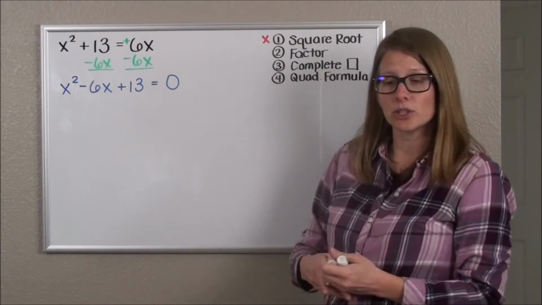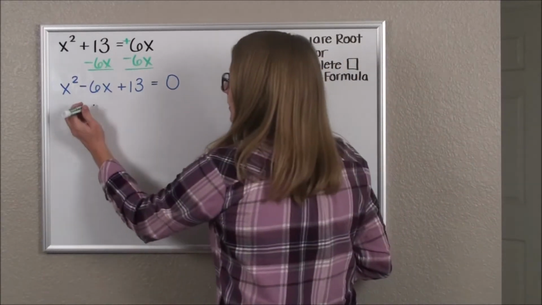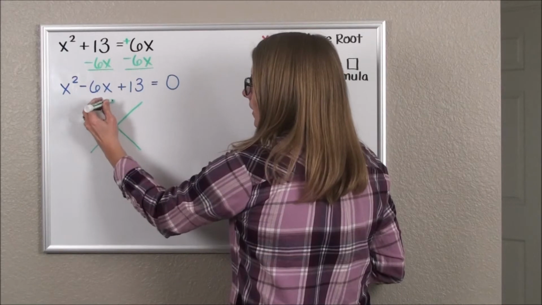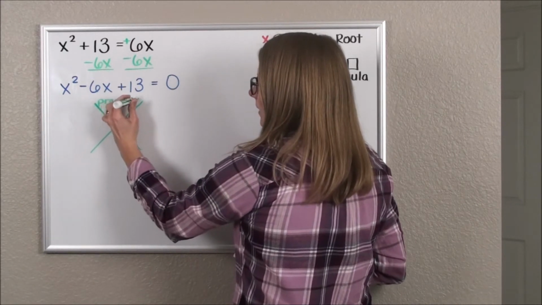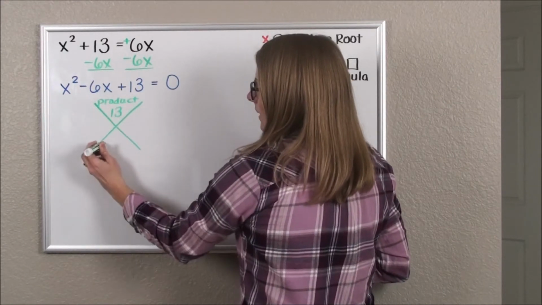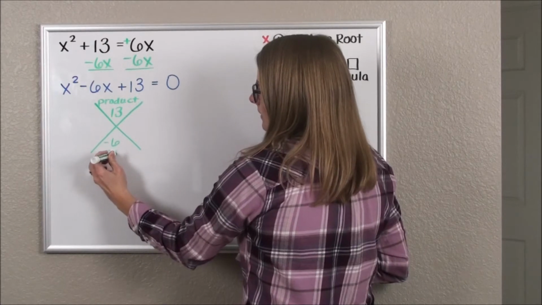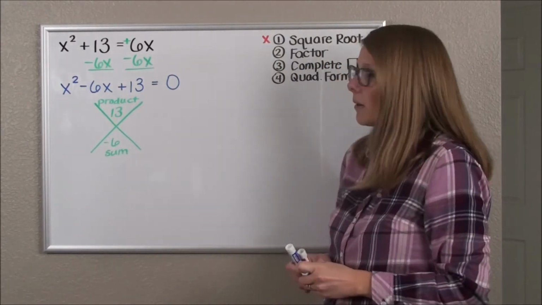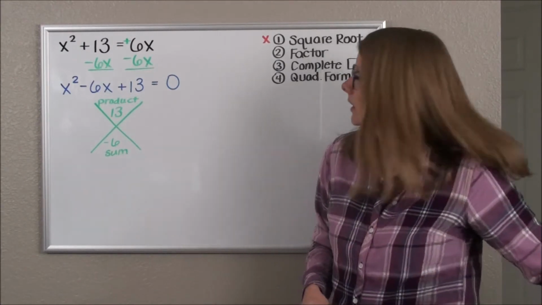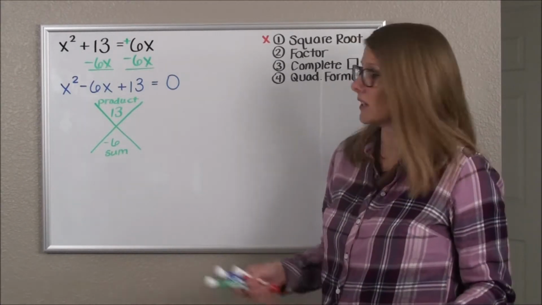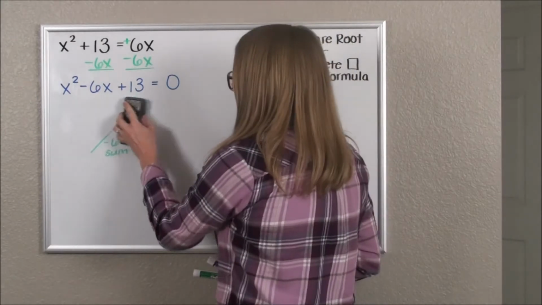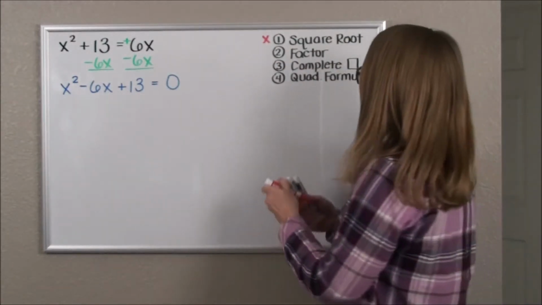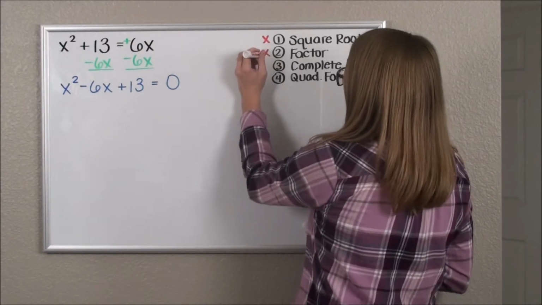So now if I were to try factoring this trinomial, I'd be using an X box to do so. And I would be looking for numbers which multiply to 13 and which add to negative 6. But I can't think of any pair of numbers that would do that, none that are nice anyway. And so it looks as though factoring is going to lead to a dead end. So I'm going to erase this since it led nowhere. And now I'm going to say that factoring is also out.